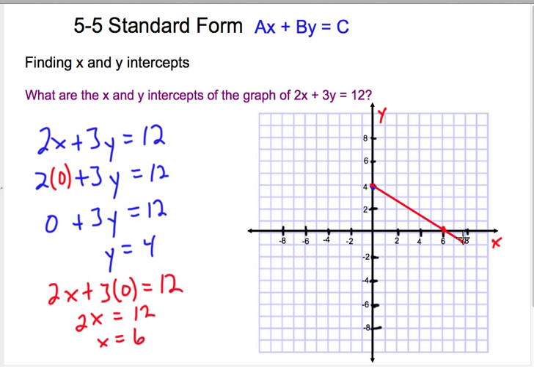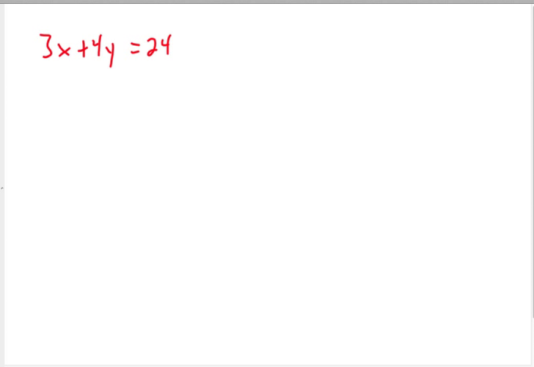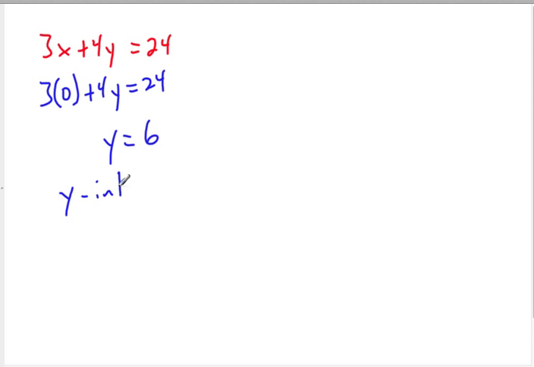So that's how you can graph quickly using standard form. Now let's find out what the intercepts are for this equation without graphing it. I would just need to think about what has to be true about the intercepts. So if I wanted to know what the y-intercept is, I know that x has to be 0. So 4y equals 24, so y must equal 6. So now I know that the y-intercept is equal to 6, which means the point is (0, 6).